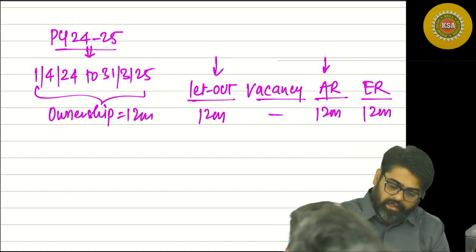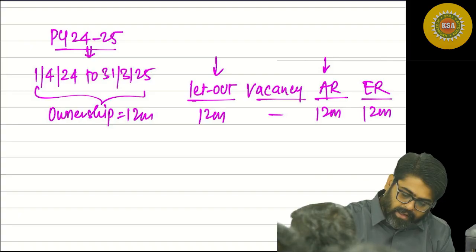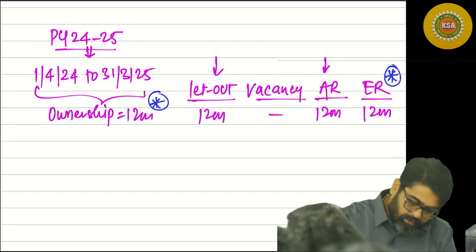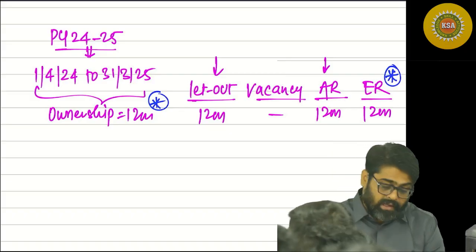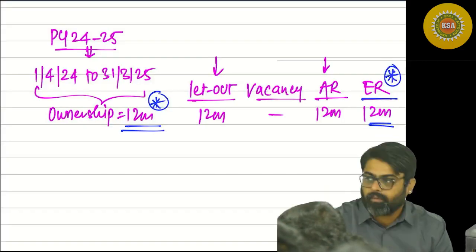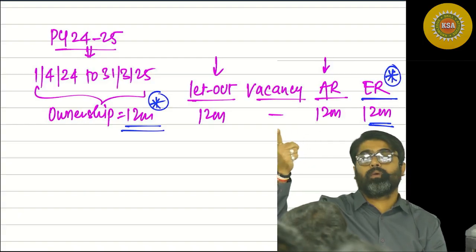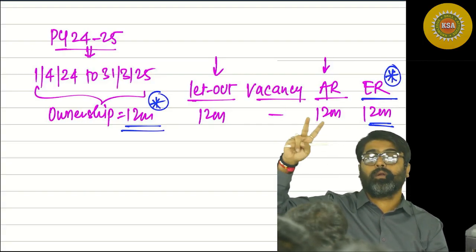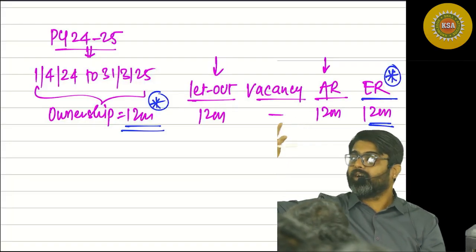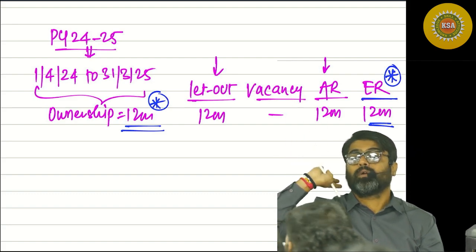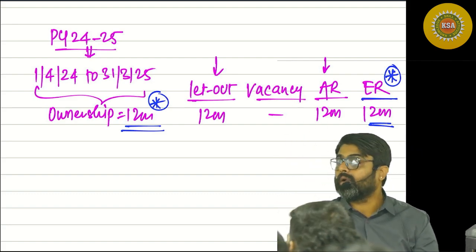No. Expected rent will always be calculated based on the ownership period. If the ownership is for 12 months, your expected rent will also be calculated for 12 months. Take the municipal value for 12 months and the fair rent for 12 months, whichever is higher. Then it will be compared with the standard rent, which you also take for 12 months. Then only your expected rent will be for 12 months.